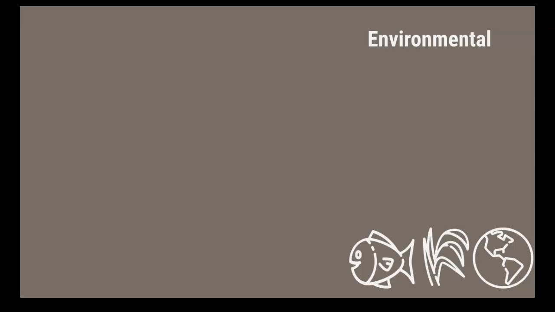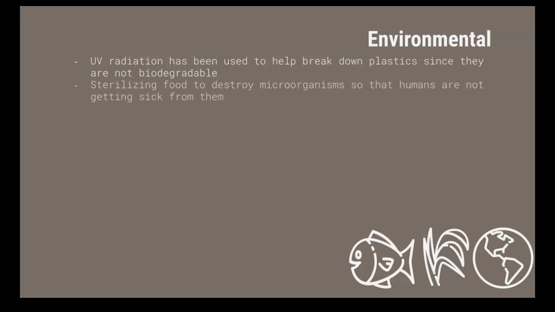The last one that I was asked to talk about is environmental problems. This one was a little bit harder for me to figure out. I had to do a lot of research, but some of them are a little bit random. So for example, they have figured out to use radiation from UV rays, and they can actually break down plastic. Since plastic is not biodegradable, it can persist in the environment for thousands of years. So they can use UV radiation that will help degrade it a little bit, which is pretty interesting.